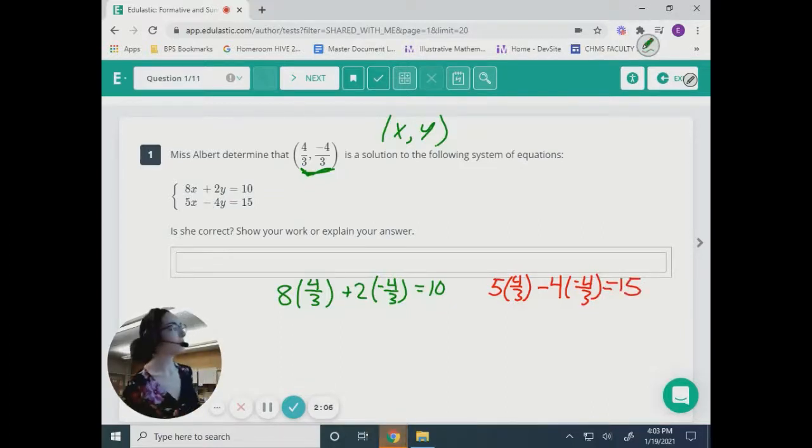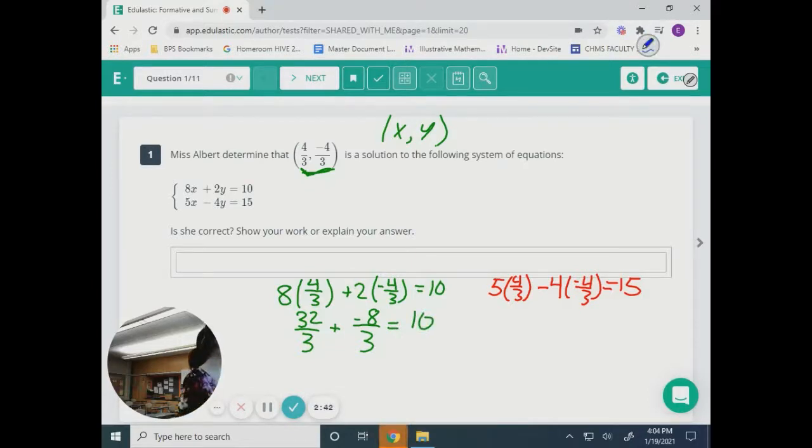Okay, so let's take a look at the first one here. 8 times 4/3. I grab my calculator, whether it is your phone or an online calculator. You're going to multiply 8 times 4 is 32 over 3. Let's see if that goes in evenly. No, so I'm going to leave it as 32/3. And then plus 2 times negative 4/3, so 4 times negative 4 times 2 is negative 8 over 3. And it's got to be equal to 10.